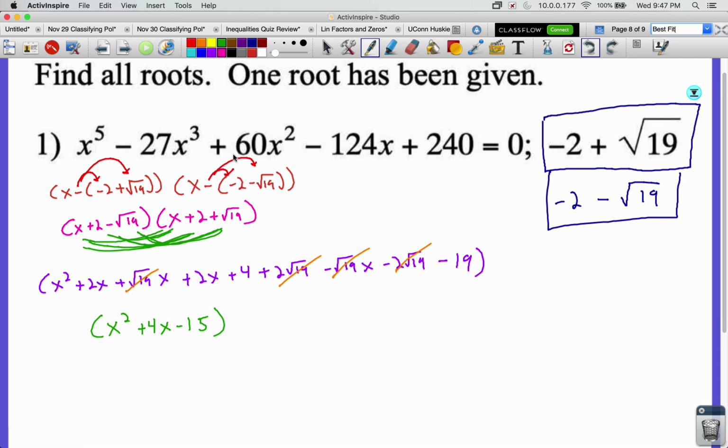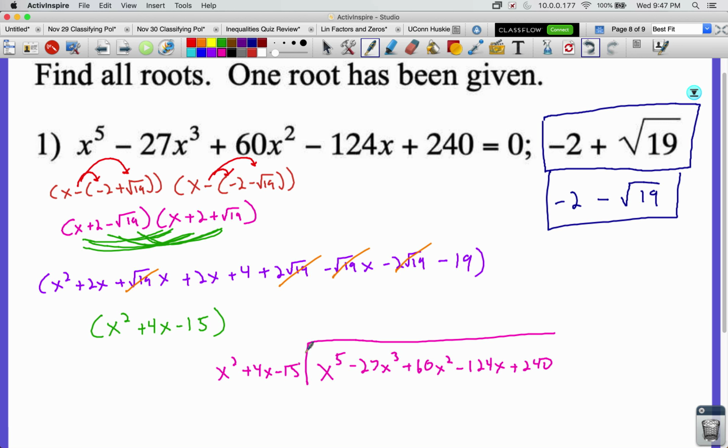So the big quintic goes underneath the long division symbol: x to the fifth minus 27x to the third. No quartic term, that's interesting. Plus 60x squared minus 124x plus 240, divided by x squared plus 4x minus 15.